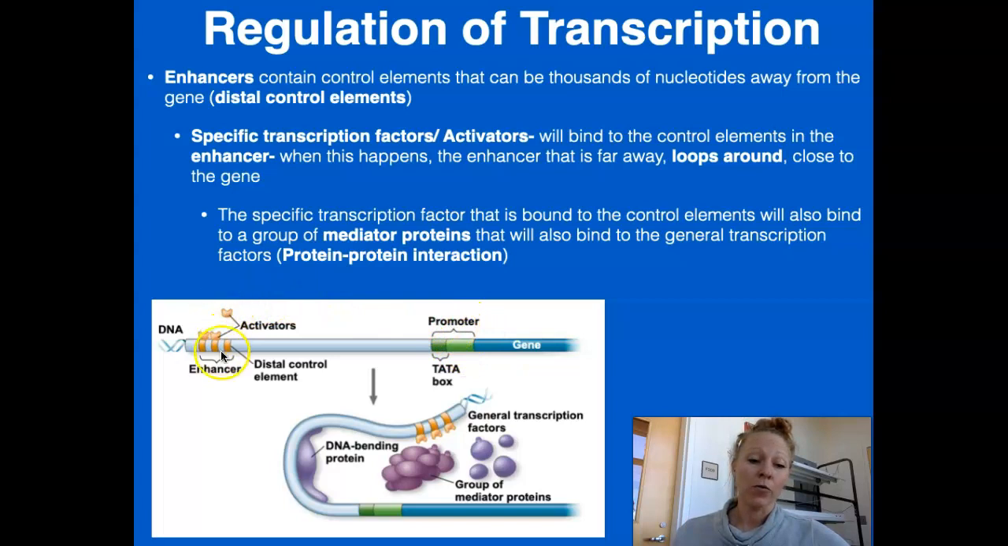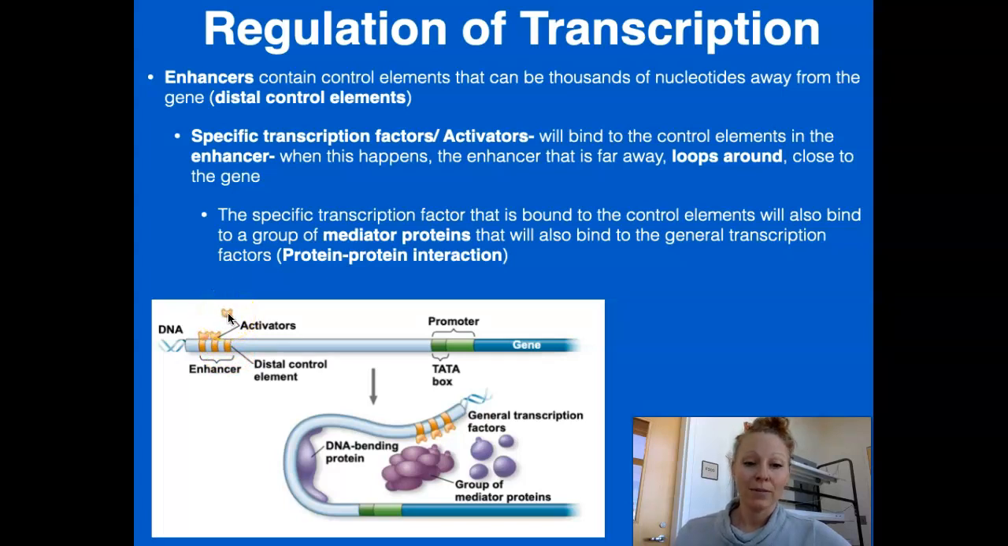And now we're talking about over here, this is where our specific transcription factors are going to bind. So it is an enhancer region, and it's potentially thousands of nucleotides away. Here, what's going to attach on are activators, and they attach onto the distal control elements. Within the enhancer region, there are segments of DNA called distal control elements, and what binds onto these are activators.